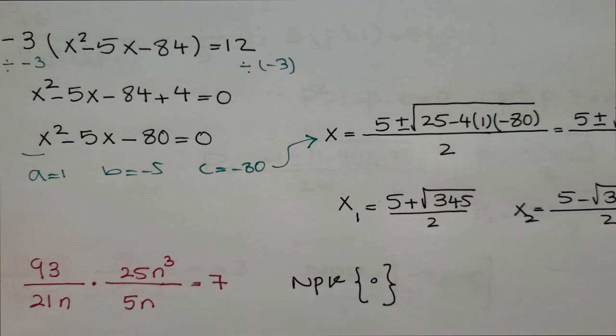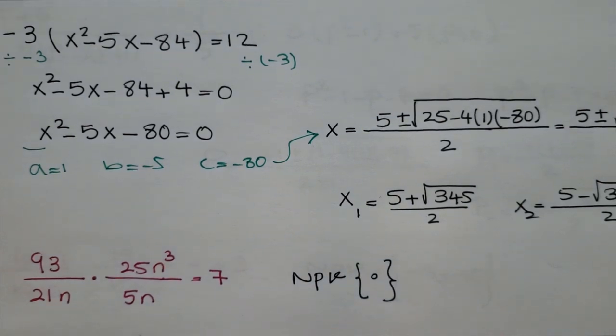Next example would be 93 divided by 21n multiplied by another fraction equals 7. The first thing we have to do, we have to find the restriction or NPVs. Here the two fractions, they have the same variable, so n should not be 0. After identifying the NPV, we can start by simplifying. This is how we can simplify. 93 by 21, divide both sides by 21, and then here n would be n squared.